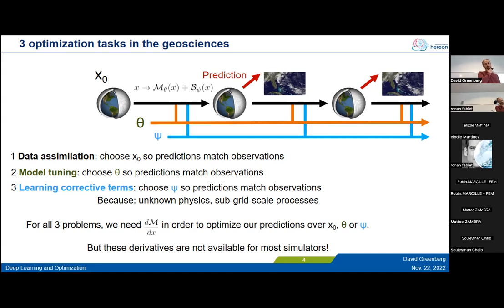optimization problems. And I'll start with data assimilation. I'll talk about that the most, though I think you'll hear a lot more about that in the fourth lecture, and kind of a broader range of approaches as well.